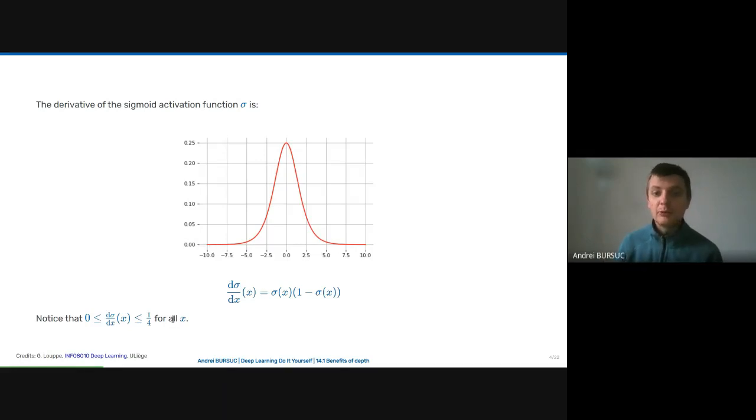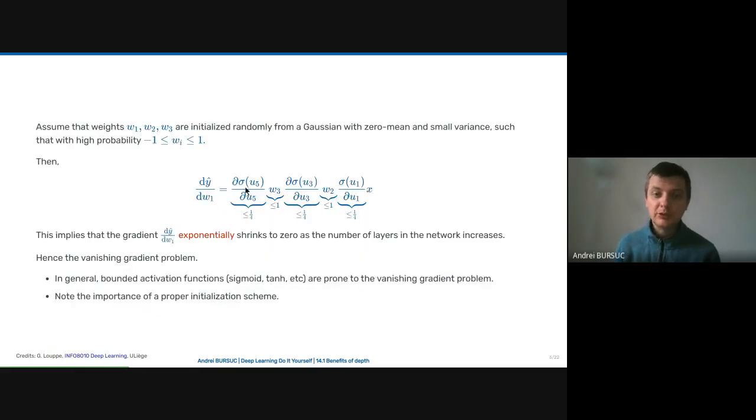Right. So if we put this back into the chain of multiplications that we had before, we see that we have something which is less than 0.25 multiplied by something which is less than 0.1, assuming that our weights are initialized randomly from a Gaussian of 0 mean and small variance. And usually the weights will be like that. So this is quite classic. We multiply with something which is smaller than 0.1, again something which is smaller than 0.25, multiplied by something smaller than 0.1, and then something smaller than 0.25.